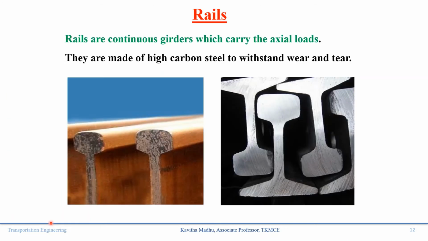Rails are continuous girders which carry the axle load, or they are the members of the track leading two parallel lines to provide an unchanging, continuous and level surface for the movement of trains. To withstand stresses, wear and tear, they are made of high carbon steel.